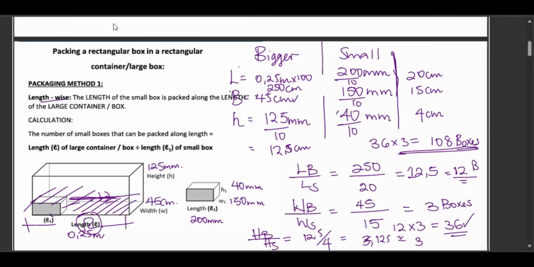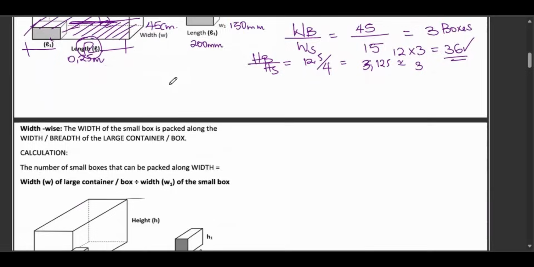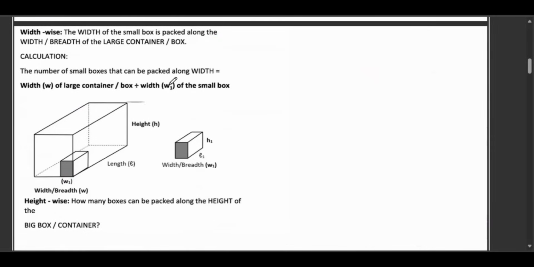Okay. Then let's look at another method, which is called the widthwise. Widthwise simply meaning the width of the bigger box versus the width of the smaller box.